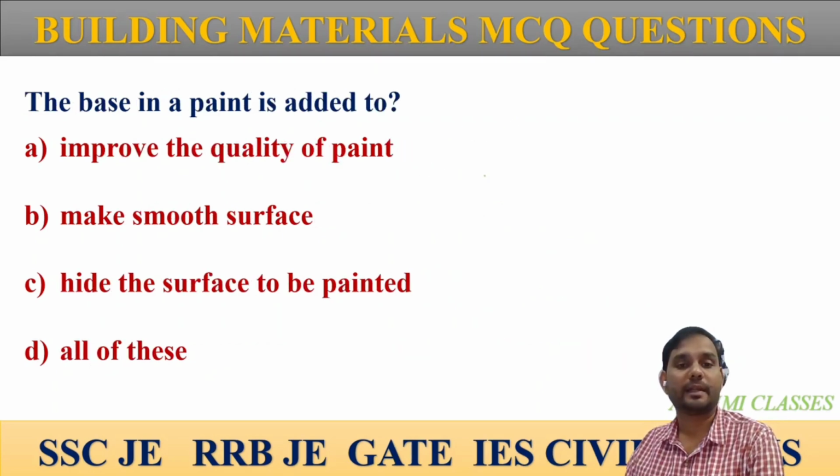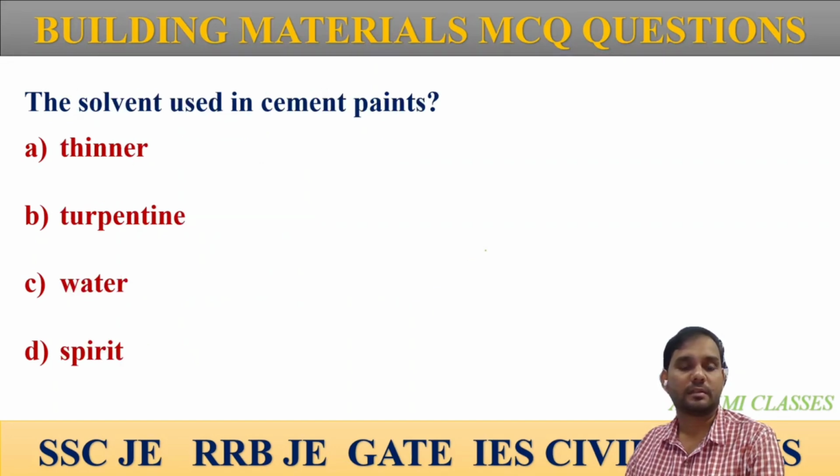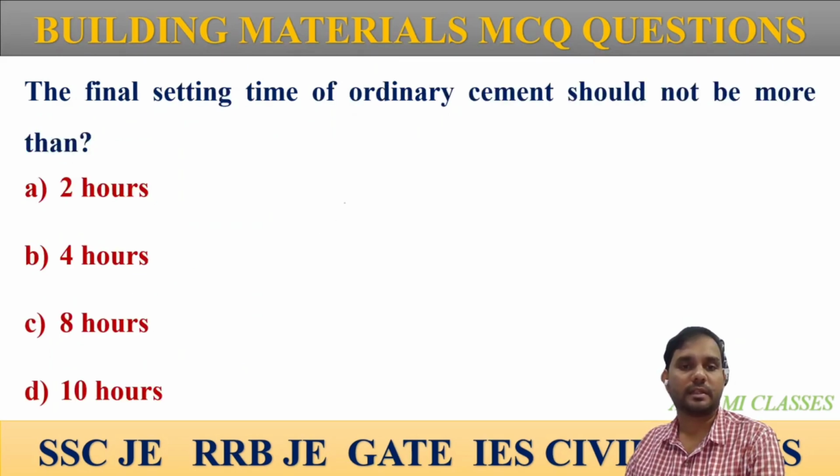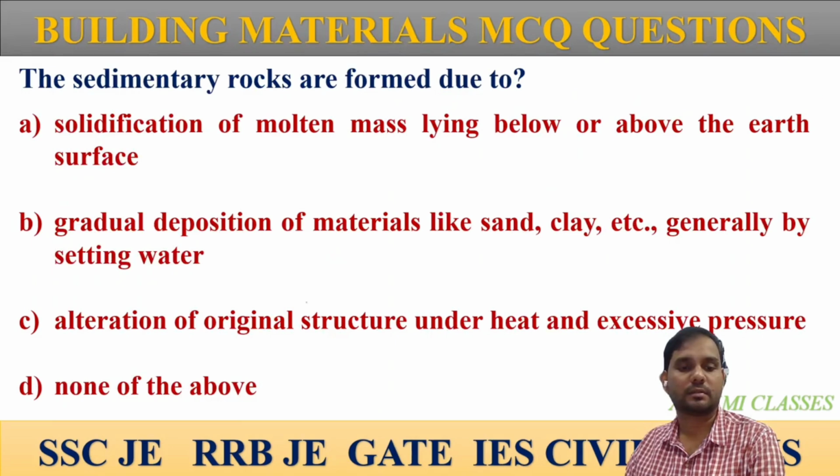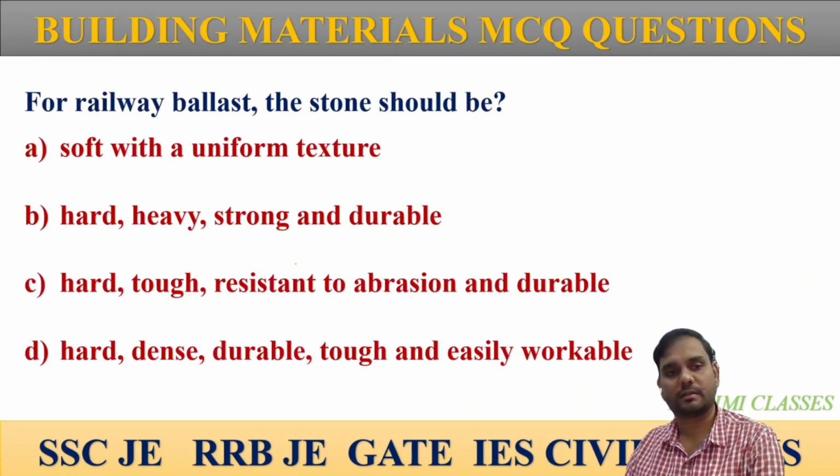The base in a paint is added to hide the surface to be painted. The solvent used in cement paints is water. The final setting time of ordinary cement should not be more than 10 hours. The sedimentary rocks are formed due to gradual deposition of materials like sand, clay, generally by settling in water.